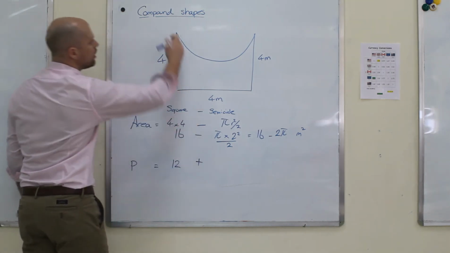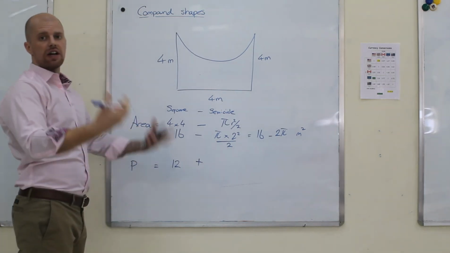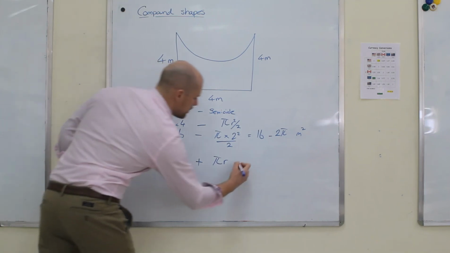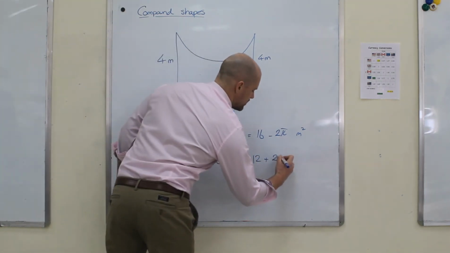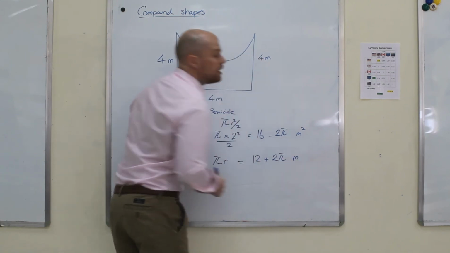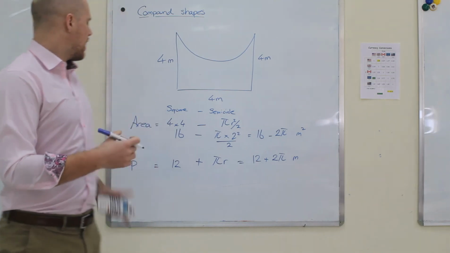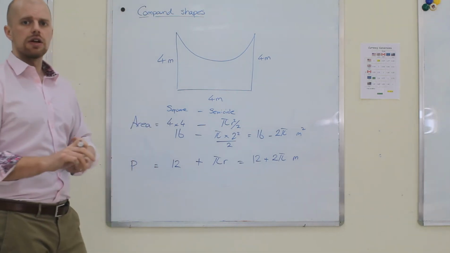And then I'm going to add on the semicircle. So it's 2 pi r divided by 2, or pi r as before. So we get 12 plus 2 pi meters. Don't forget your units. Area will be meters squared or centimeters squared. Units for perimeter is a length, it's therefore meters, centimeters, feet, and so on.